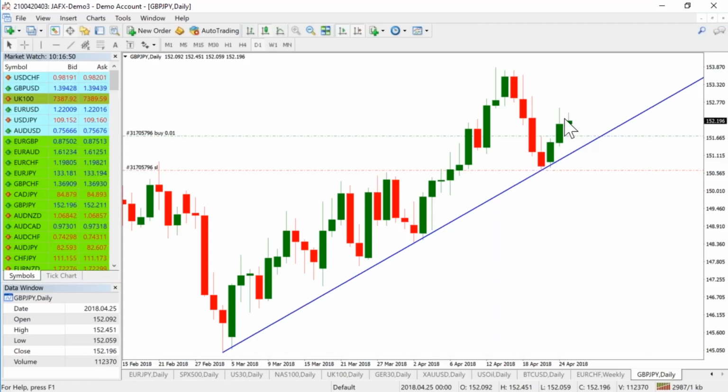So let's see what happens to this market over the course of the morning, the European Open. Okay, so we've just identified a few markets, and we'll kind of work back.